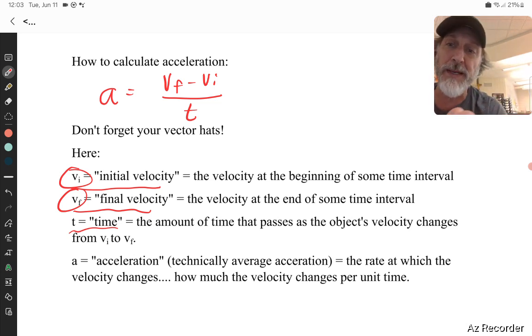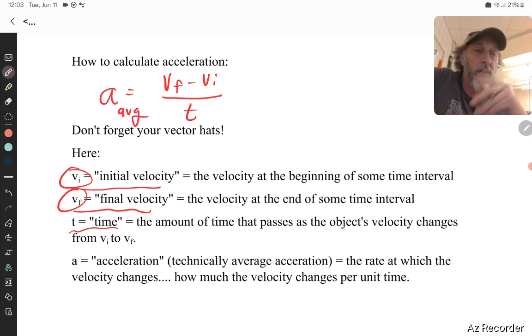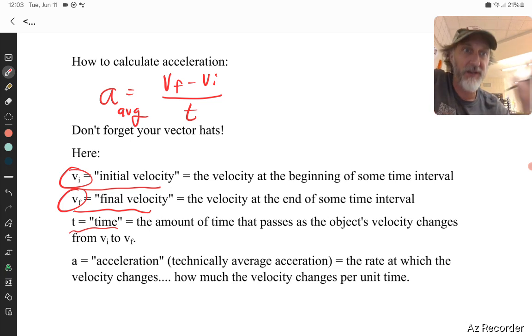Now, technically speaking, this equation is actually the equation for the average acceleration, but because this is a first-year course, we're not going to worry about that. If we're finding acceleration, that's what the acceleration is. So we're not going to worry about instantaneous or average with acceleration, just with velocity, okay?